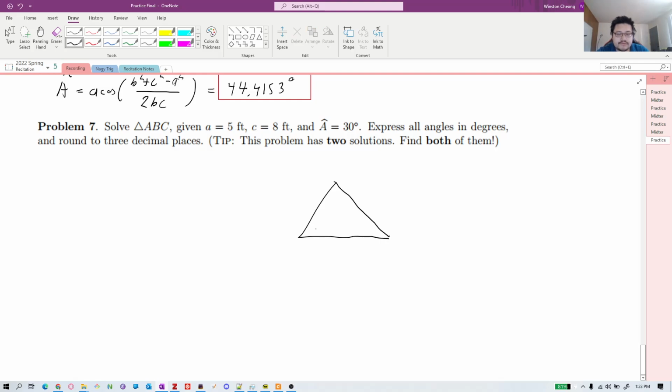Let's see. Did I draw something that looks anywhere near what this is? I mean, this kind of looks like 30 degrees. So I'll say that's A. And this one is like 5. And this is A. And then C. Yeah, you're just gonna have to imagine that this is 8. C is equal to 8 feet. Okay. Oh wait, no, there's 2 solutions. So, how do I want to do this? Let's see. B.